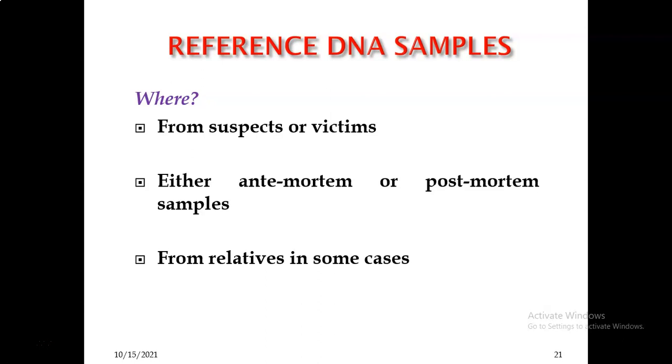Where do we get these reference materials? 1. From our suspects or victims. 2. We get them from either antemortem or postmortem samples. In some cases, we can use close relatives for identification.